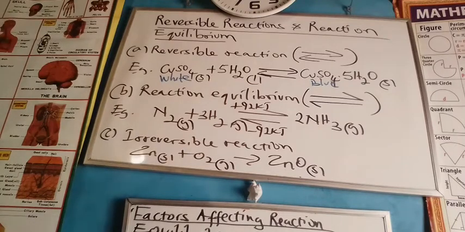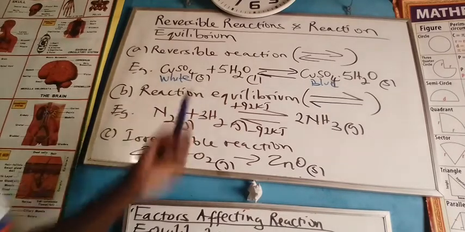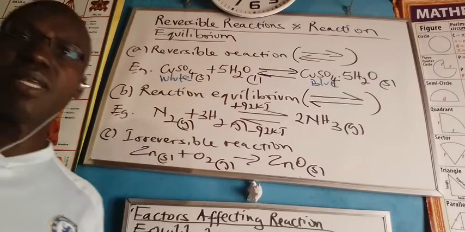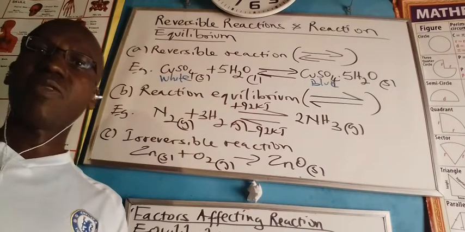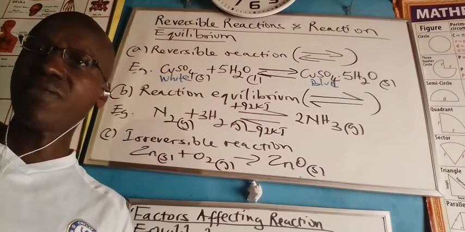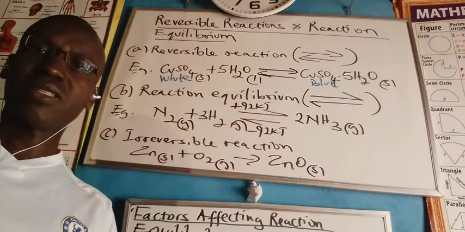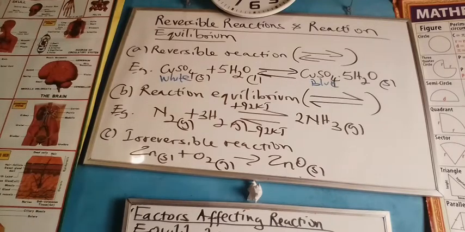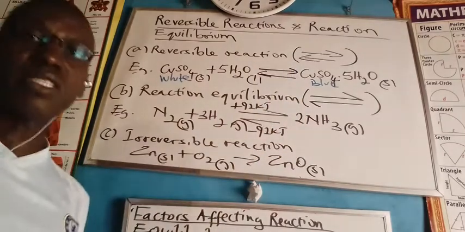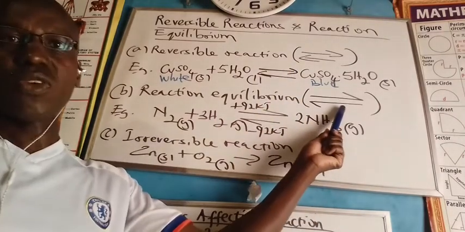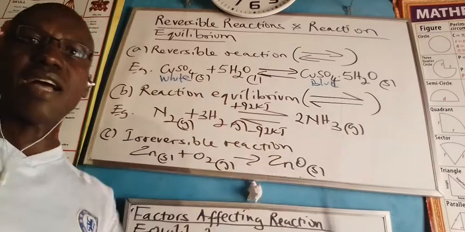Now, other reactions are said to be reactions in equilibrium. What's the meaning of the term equilibrium? Equilibrium is simply the state of balance between the rate of forward reaction and backward reaction in a reversible reaction process. The reaction equilibrium, unlike the reversible reaction, is represented by two opposite pointing half arrows.